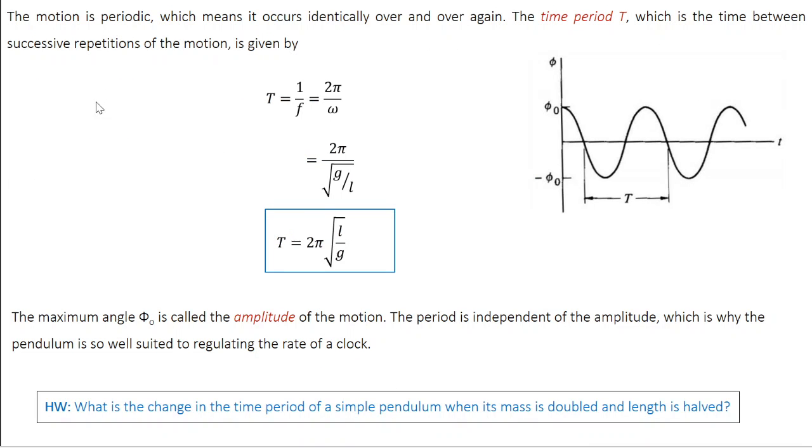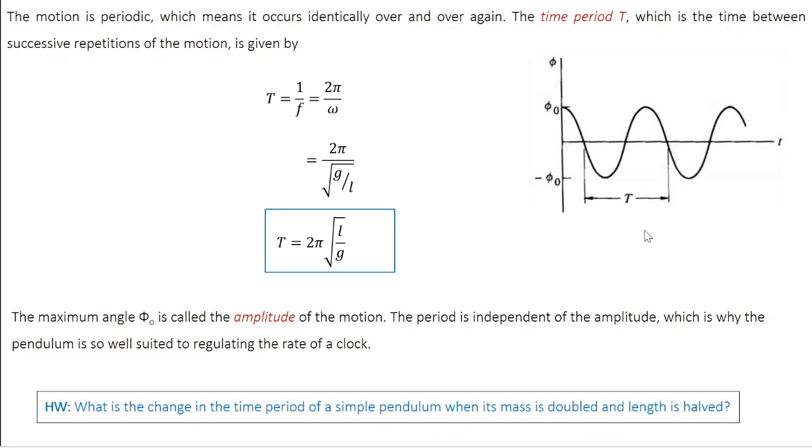Now, as you can see, the motion is periodic. The same waveform is repeating again and again. So the motion is going to repeat periodically over the entire time frame. And the time taken for one complete cycle is known as time period capital T, which is also the time between successive repetitions of the motion.